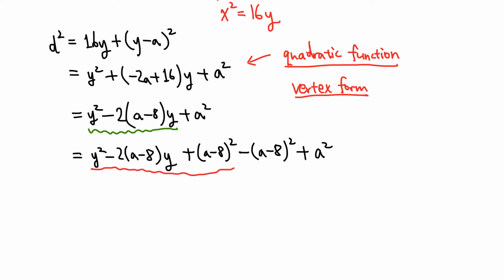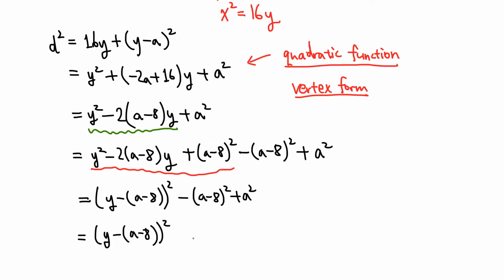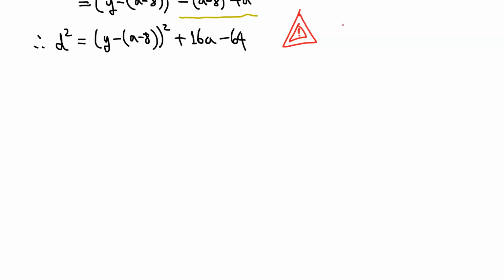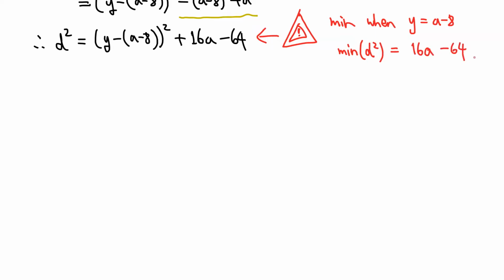So now this part is a complete square. We have (y minus (a minus 8)) squared, and the remaining part is minus (a minus 8) squared plus a squared, which finally gives (y minus (a minus 8)) squared plus, if we expand here, 16a minus 64. Now some of you might want to say that from this vertex expression, d squared is minimum when y equals a minus 8, and the minimum value of d squared is 16a minus 64.